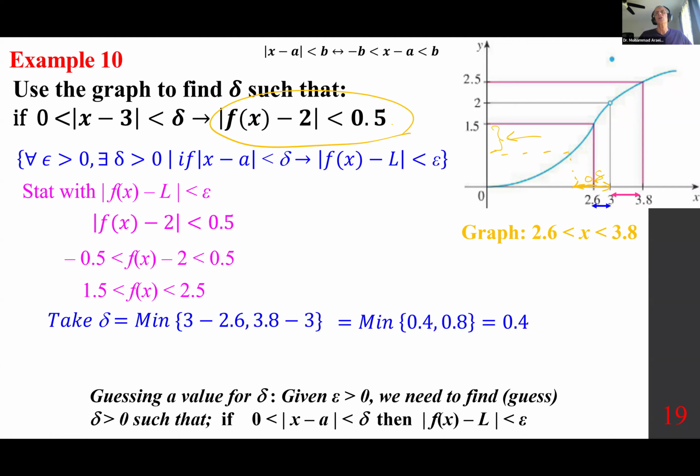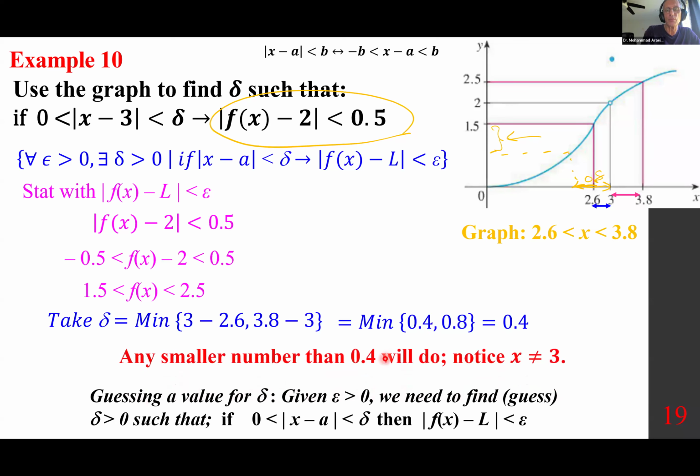the indicated limit. So you must always, if the graph is given, calculate the two distances and pick the smaller one. And of course, anything smaller than that works. So any smaller number than 0.4 will do. And of course, x can't be equal to 3. But if you choose any number larger than 0.4, on this side, we're going to have a problem.